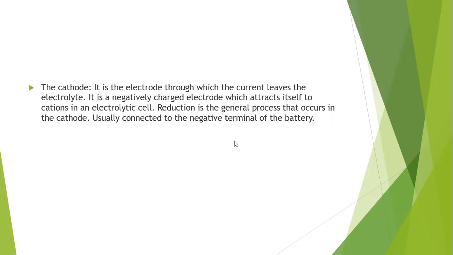Okay, here we have reduction. As I said, reduction is pertinent to the cathode. So the reduction process occurs at the cathode, while oxidation occurs at the anode. And usually the cathode is attached to the negative terminal of the battery, while the anode is attached to the positive terminal of the battery.